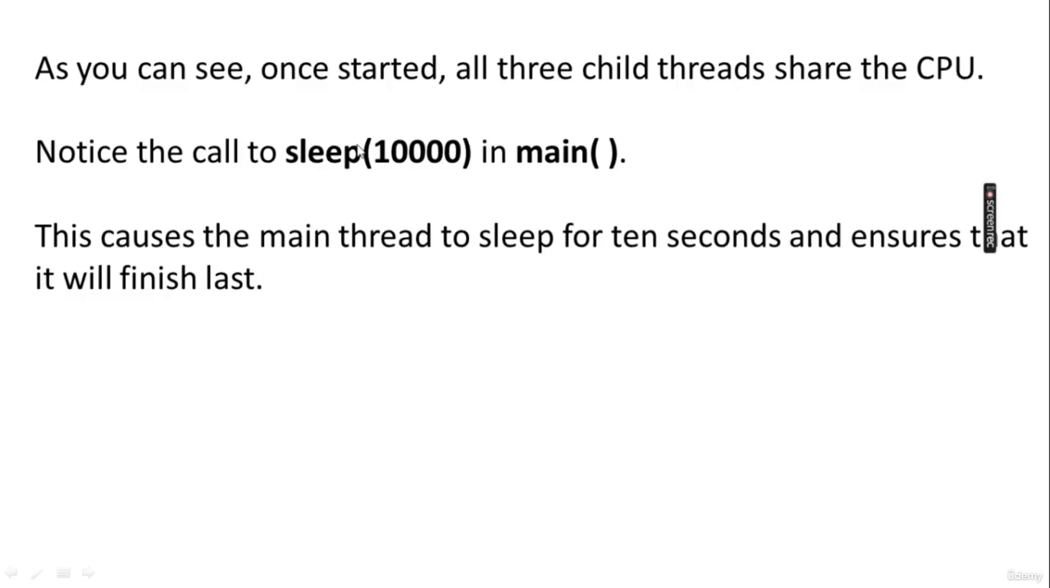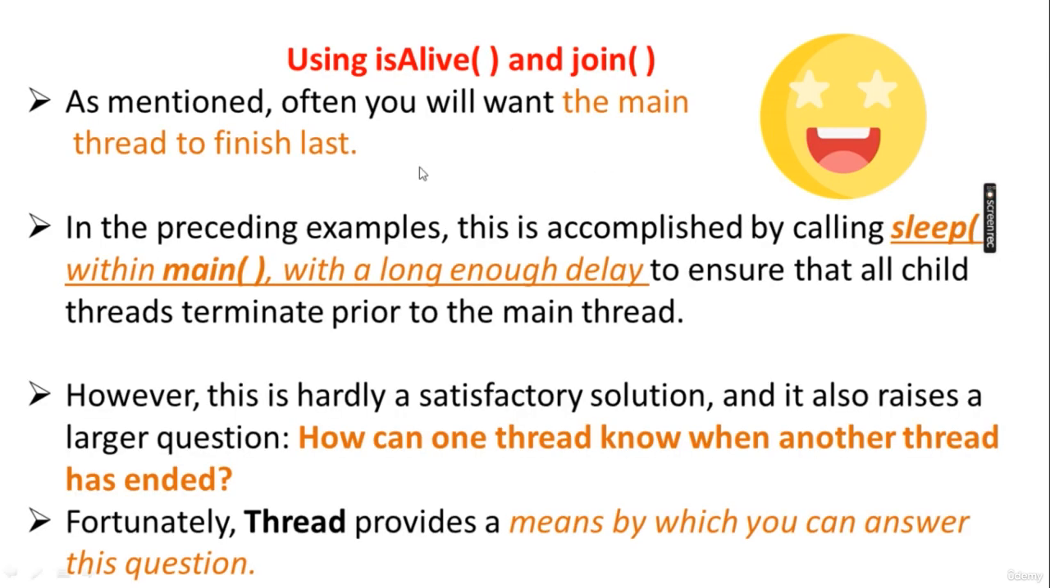Okay, now as you can see, once started, all three child threads share the CPU at the same time to run concurrently. The call to sleep 10,000 milliseconds, that is 10 seconds. Why? Because we have to wait till all the threads have ended. And this causes the main thread to sleep for 10 seconds, ensuring that it will finish last and handle all the shutdown operations. Now we will see isAlive and join.